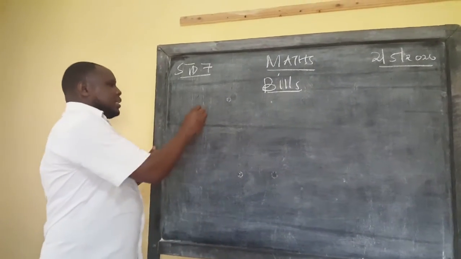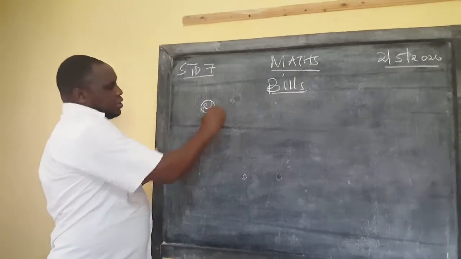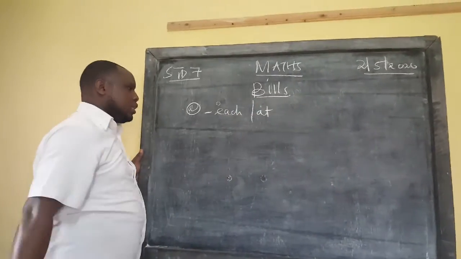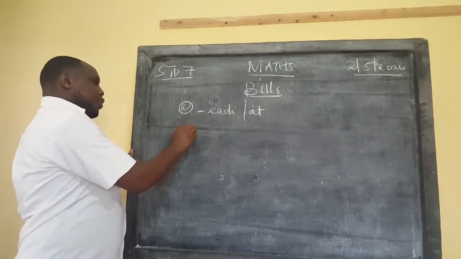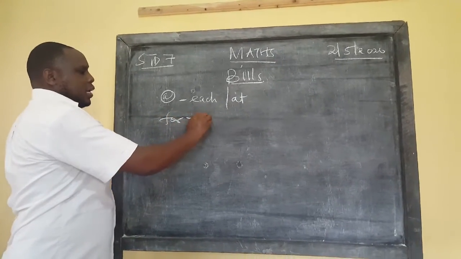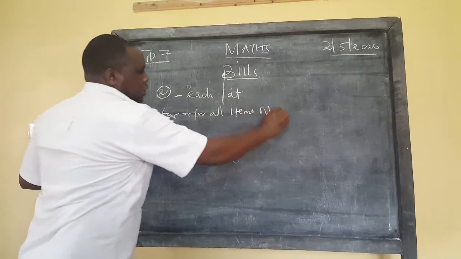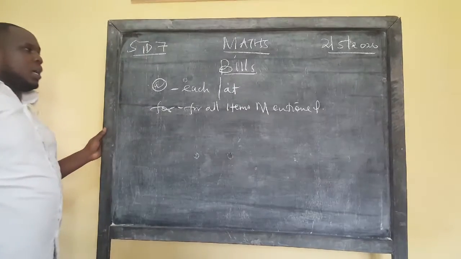There's this particular sign you will meet. This means each, can also mean at. So each or at. Then we have for. The word for means for all items. All items mentioned.